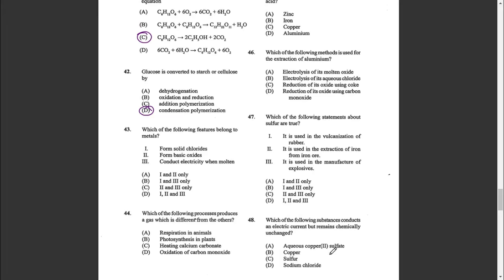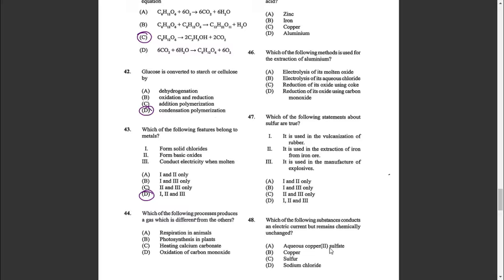43. Which of the following features belong to metals? They form solid chlorides, they form basic oxides, they conduct electricity when molten. The non-metal will form the acidic oxides, the metal will form the basic oxides. So all three are correct, 1, 2, and 3.